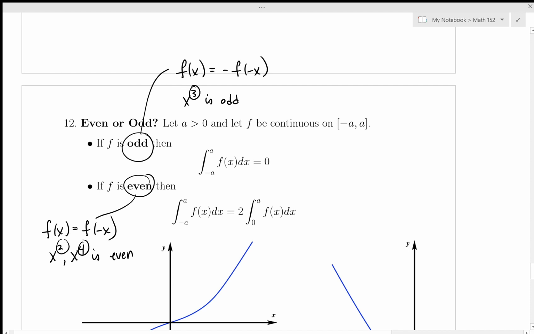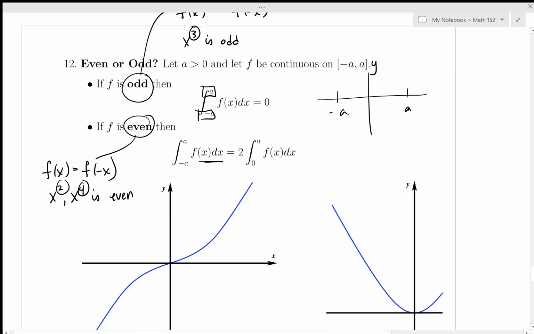Okay, if you are dealing with an odd function and you are integrating on a symmetric interval, that means you are going from minus a to a, symmetric about the y-axis, then the integral will be 0. If you are integrating an even function on the same symmetric interval from minus a to a, then the integral will be twice the value of the integral on half the interval. So you can reduce this to 0 to a and put the 2 here.